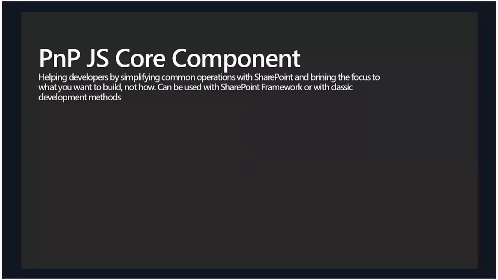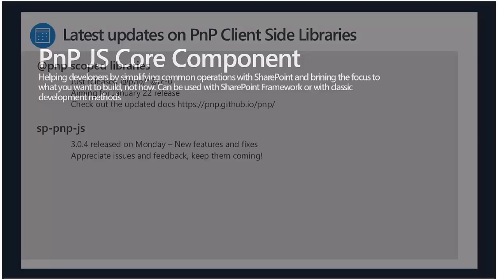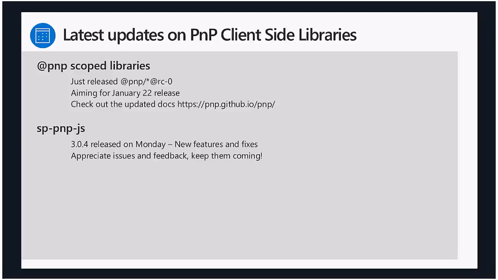We're going to move now, do an update here on the JavaScript core components, or we're going to sort of expand this title to be the client-side libraries. And what this is now going to cover is we've got the scoped libraries, so the @PnP scoped libraries. I said I was going to do a release on the 15th, which did not happen. And we'll talk about that in just a second. But I did release what I called an RC0, so a release candidate 0, which is basically going to be the code that gets released at GA.